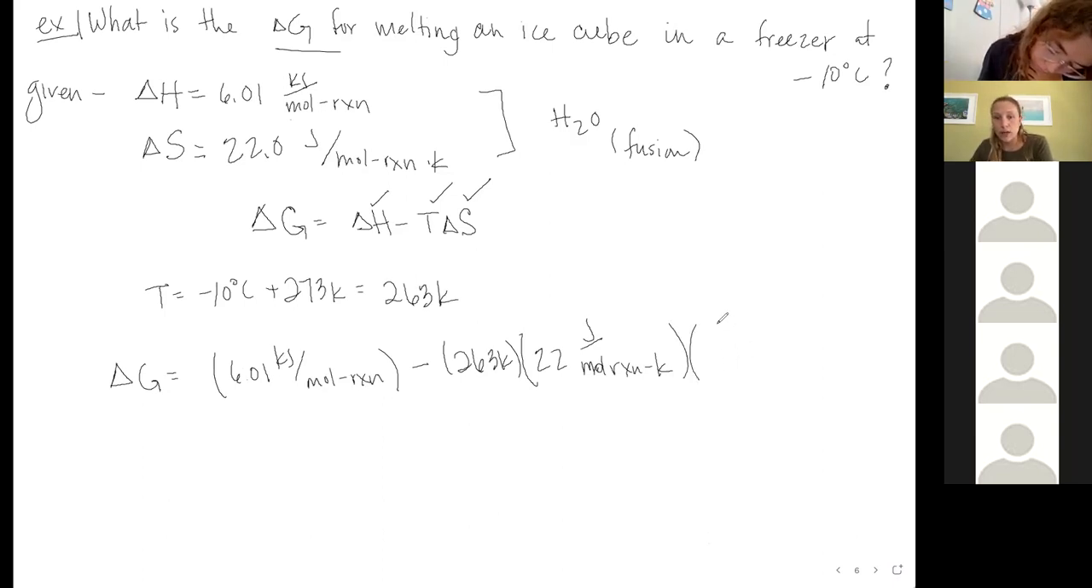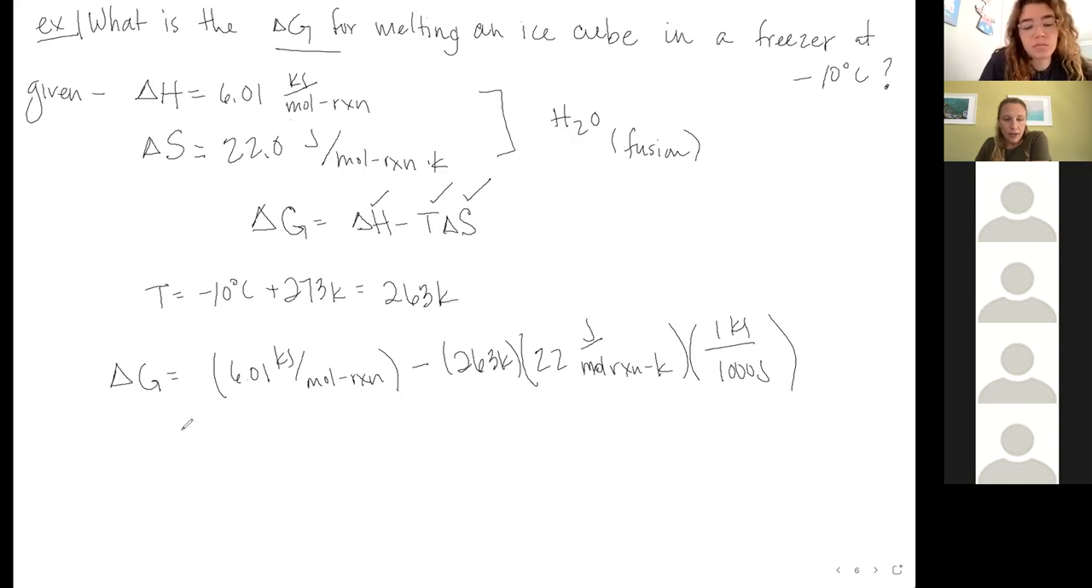So in 1 kilojoule I have 1,000 joules. Sorry, I was looking at something else. So therefore this would become 0.022 kilojoules per mole reaction Kelvin. So, 1, 2, 3.